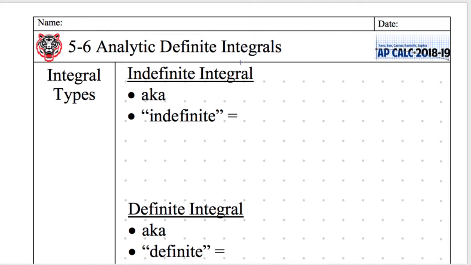Calculus! This is AP Calculus Lesson 5-6, Analytic Definite Integrals.